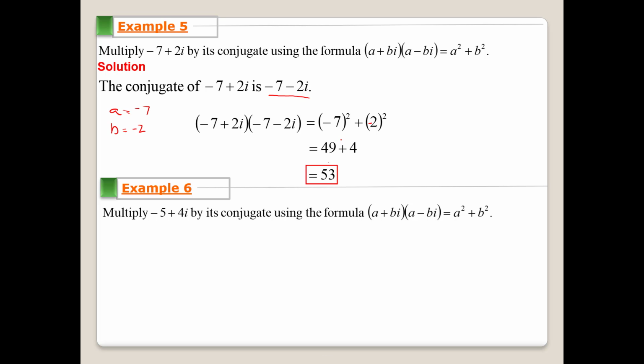So we're going to multiply negative 5 plus 4i by its conjugate. And using the formula a plus bi times a minus bi, we can simply put this in as a squared plus b squared. So our a value in this case is going to be negative 5.